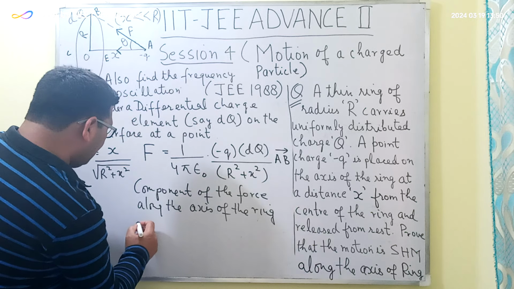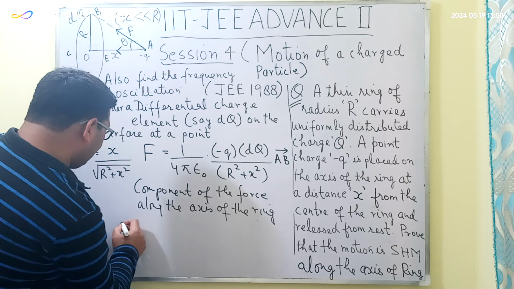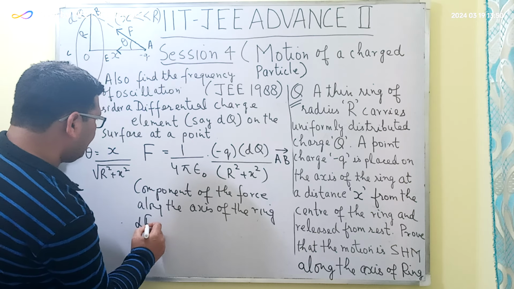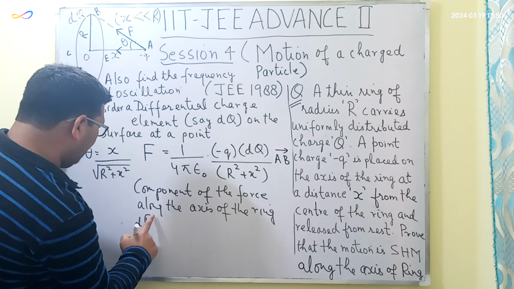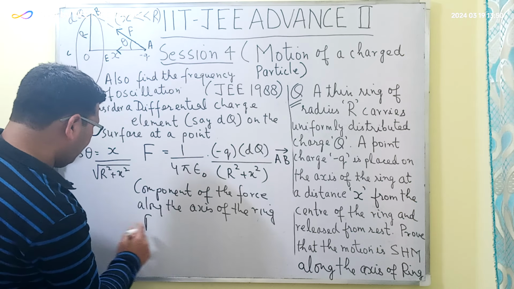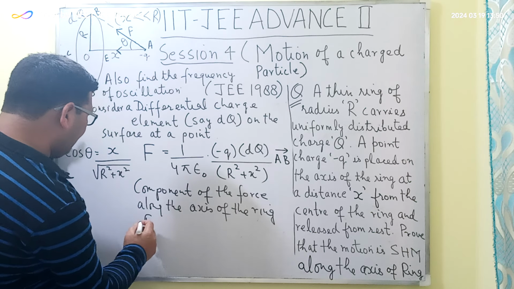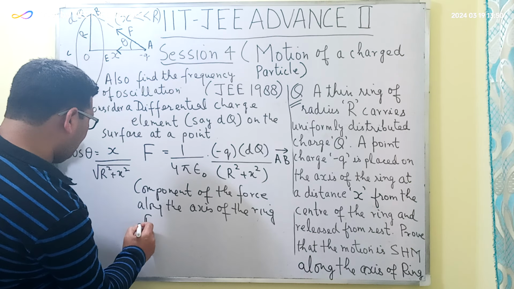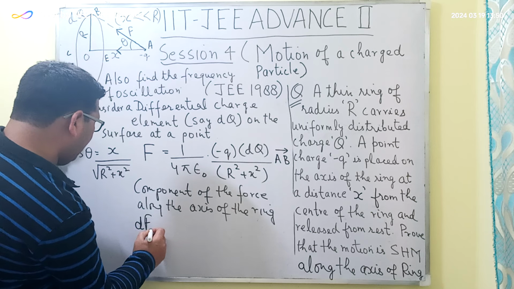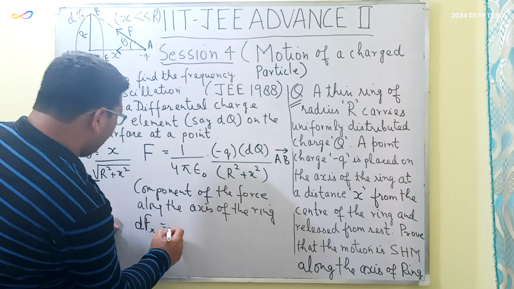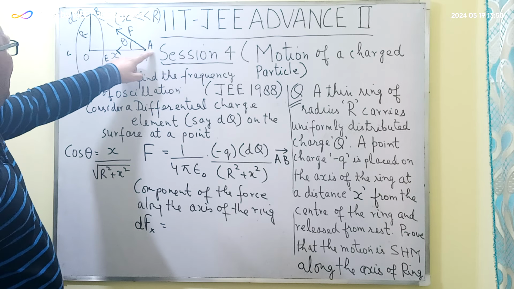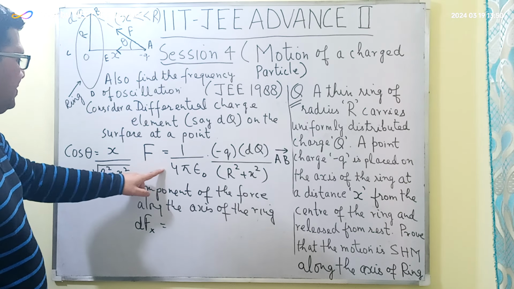Along the axis of the ring, this will be, say, equal to D. This will be equal to the component of force along the axis of the ring. I am just taking it as dfx, let us say. So dfx, this will be equal to what? This force along AB is given by this formula.